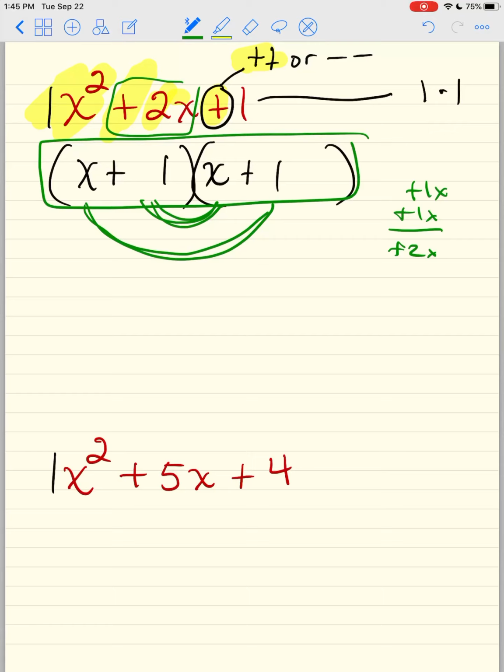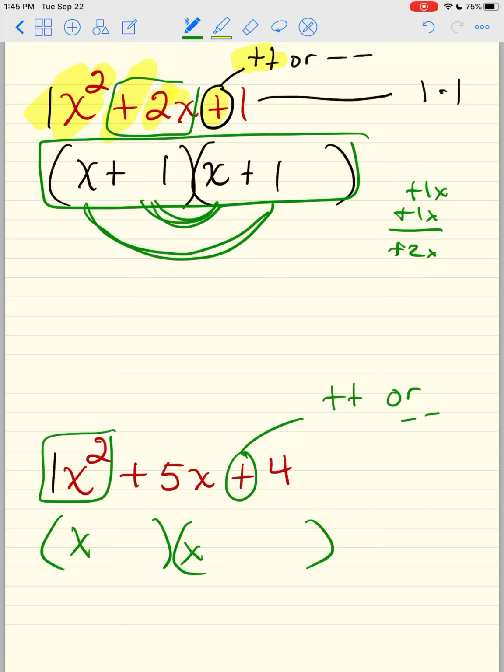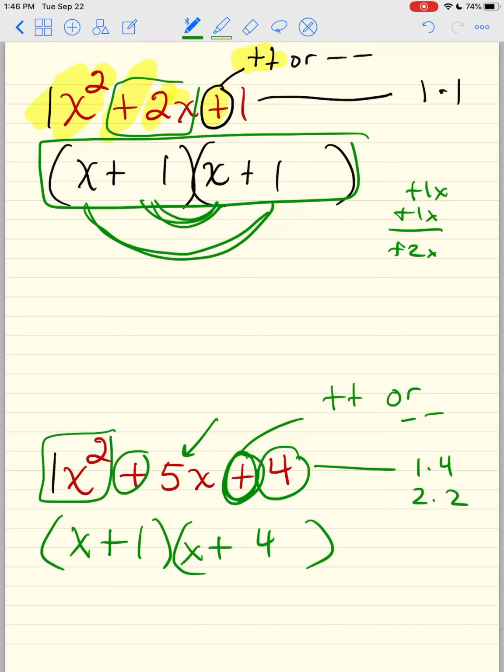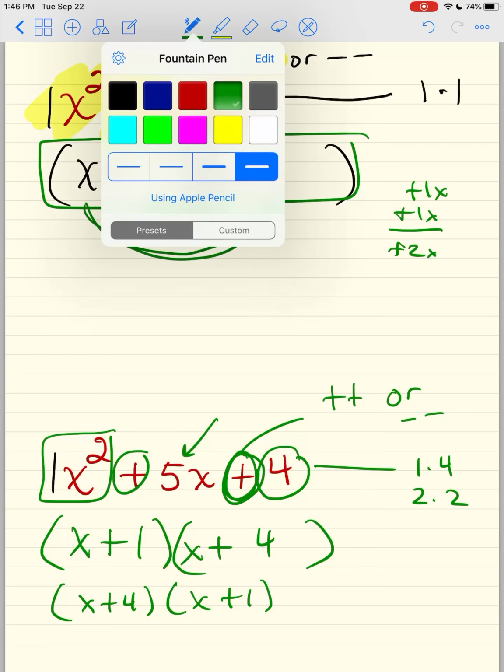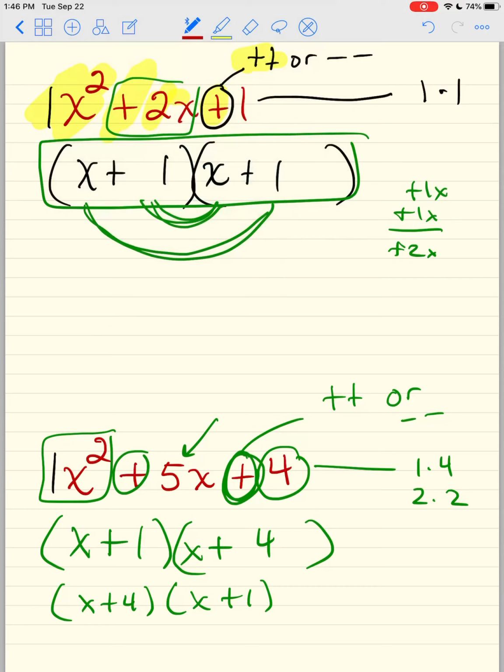Let's try another one. Can I take out a number? No. Can I take out a letter? No. Now we're going to put what gives me the front, x and x. What gives me a positive, plus plus, or minus minus. I'm going to choose this sign here, so plus plus. What gives me a 4? 1 times 4 and 2 times 2. I need it to add to a 5. So I'm going to choose 1 and 4. It does not matter if you do that or you do that. They're identical, okay? It's really good to get into the habit of checking. Outside, positive 1x. Inside, positive 4x. 1x and 4x makes 5x.